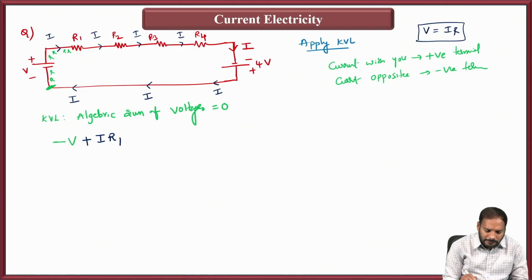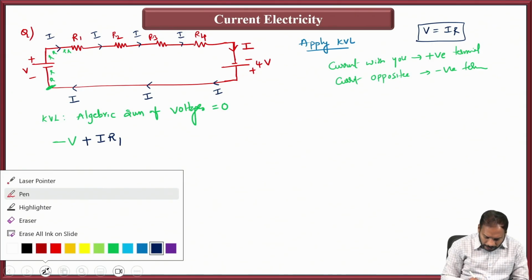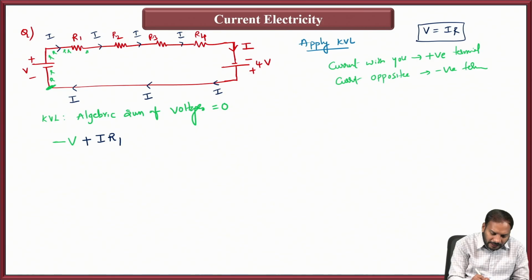But the point here is what sign convention you have to consider to apply this KVL. This is the most important and crucial thing you need to understand in applying the concept of KVL. If the current is coming with you, if it is entering at R1, you take it as positive sign, that is plus IR1. Now you're going ahead. I'm showing myself with the green color.